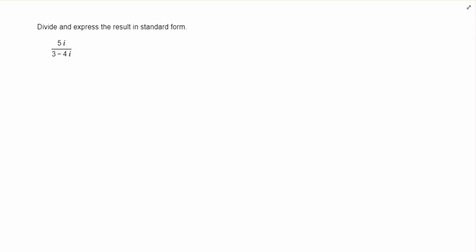So to solve this problem where I would divide this imaginary fraction and then express the result in standard form. When I express a result in standard form, which means the answer that I'm ultimately going to give needs to be written as the real part plus the imaginary part. So I've got to have this written as two separate fractions.